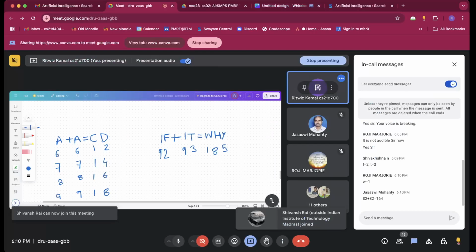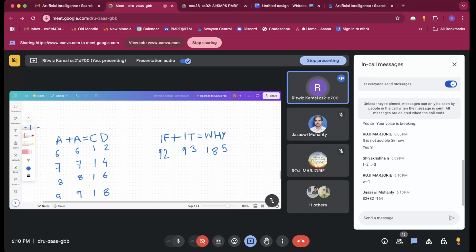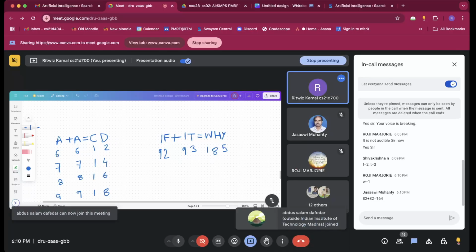Exactly. 82 plus 82 equals 164. Okay, that's also a possible solution. No, that's not actually a valid solution, because you are assigning F and T the same number, but we can't do that. There has to be a one-to-one mapping. So each letter must be assigned a unique number, and we can't assign the same number to multiple letters. So you're going in the right direction, but just keep the constraints that are given to us in mind.